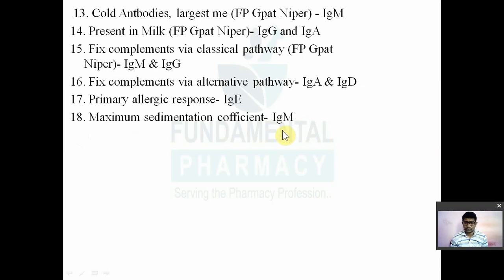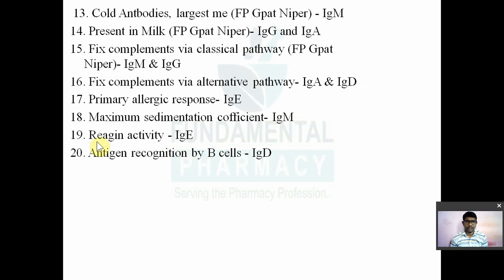The one with the higher sedimentation coefficient has the higher molecular weight. So that's why immunoglobulin M has the highest molecular weight and the maximum sedimentation coefficient. Remember. Next, immunoglobulin E will regain its activity. Now antigen recognition by B cells is done by immunoglobulin D. For the antigen recognition, immunoglobulin D is responsible.